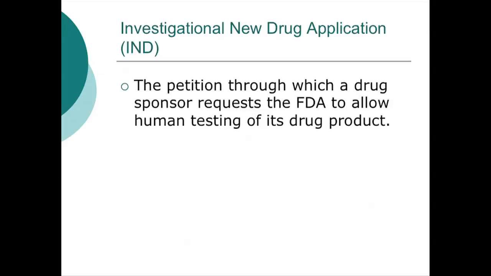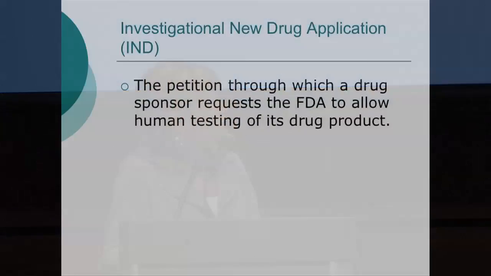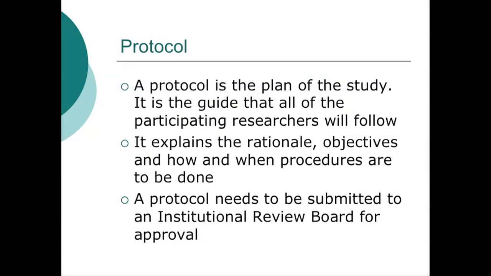Once the preclinical testing is done, an investigational new drug application must be filed with the FDA. This must be completed and a number received before the testing is allowed to go on in humans. So we have our IND number. What next? Well, a protocol must be designed.